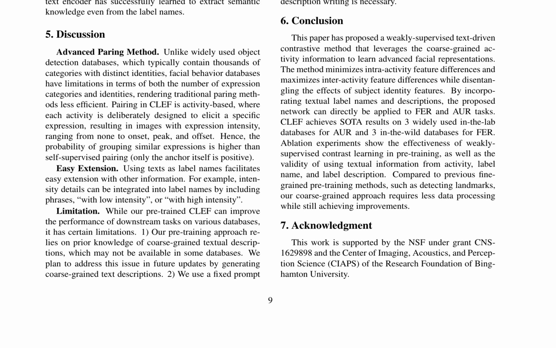The heat map localizes corresponding regions of the face by querying the label name or label description. The advanced pairing method is activity-based, designed to elicit specific expressions, resulting in images with expression intensity ranging from none to onset, peak, and offset. The method can be easily extended by integrating intensity details into label names.